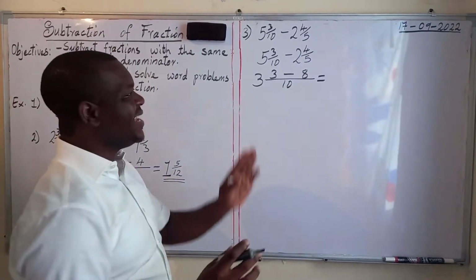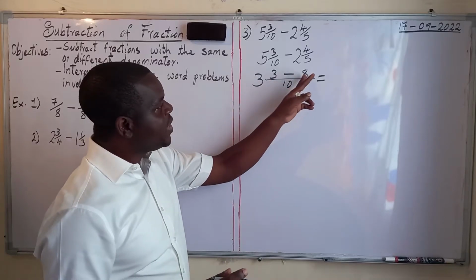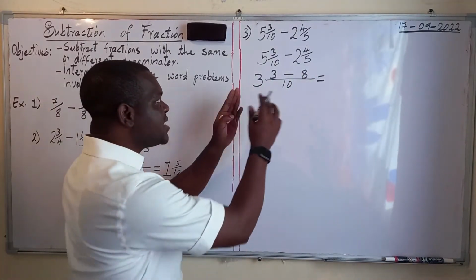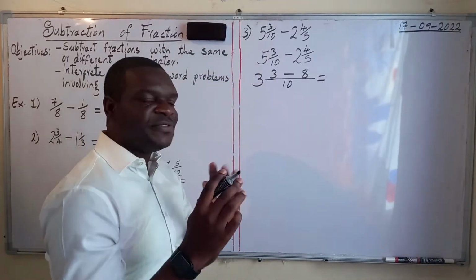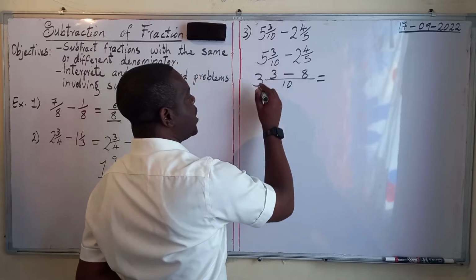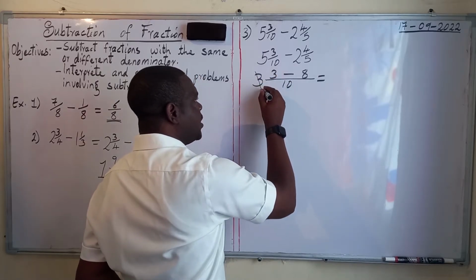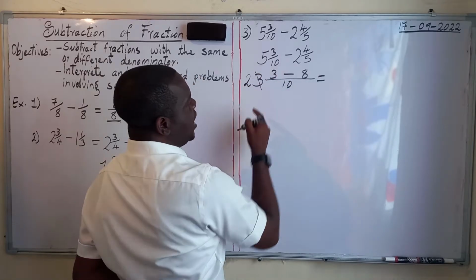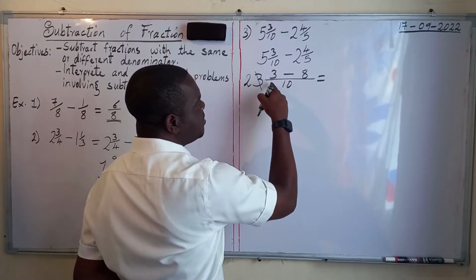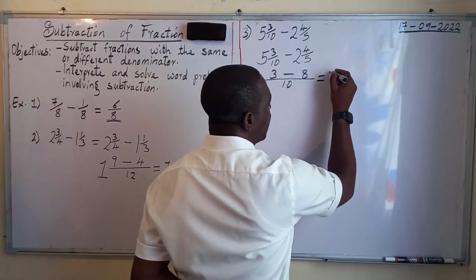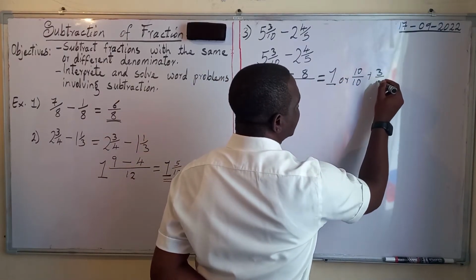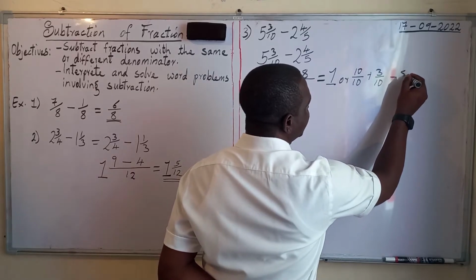Now let's look at the specificity. 3 take away 8 is not possible. So what we are going to do is what makes this particular question different. Since we can't subtract 8 from 3, we are going to borrow 1 from 3 and we'll be left with 2. And the one you've borrowed, if you bring it here to this fraction, it becomes 10 over 10. So we say 10 over 10 plus 3 over 10 minus 8 over 10.